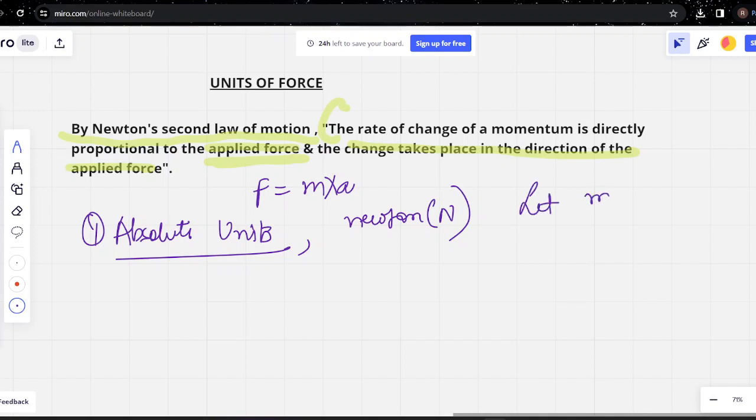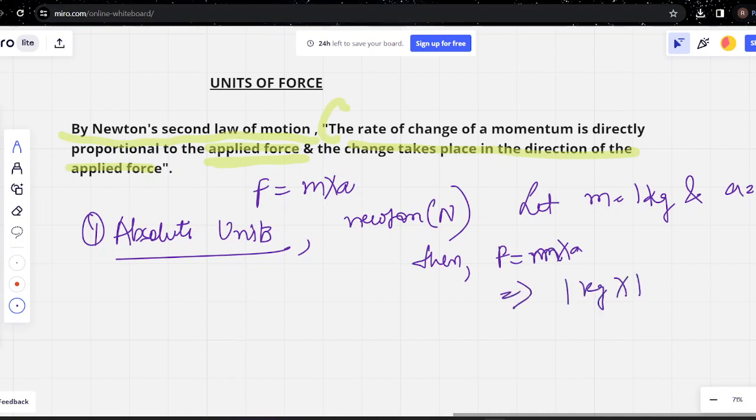Let's say mass equals 1 kg and acceleration equals 1 meter per second square. Then we can say F equals m into a, which means it would be 1 kg into 1 meter per second square, resulting to 1 Newton.